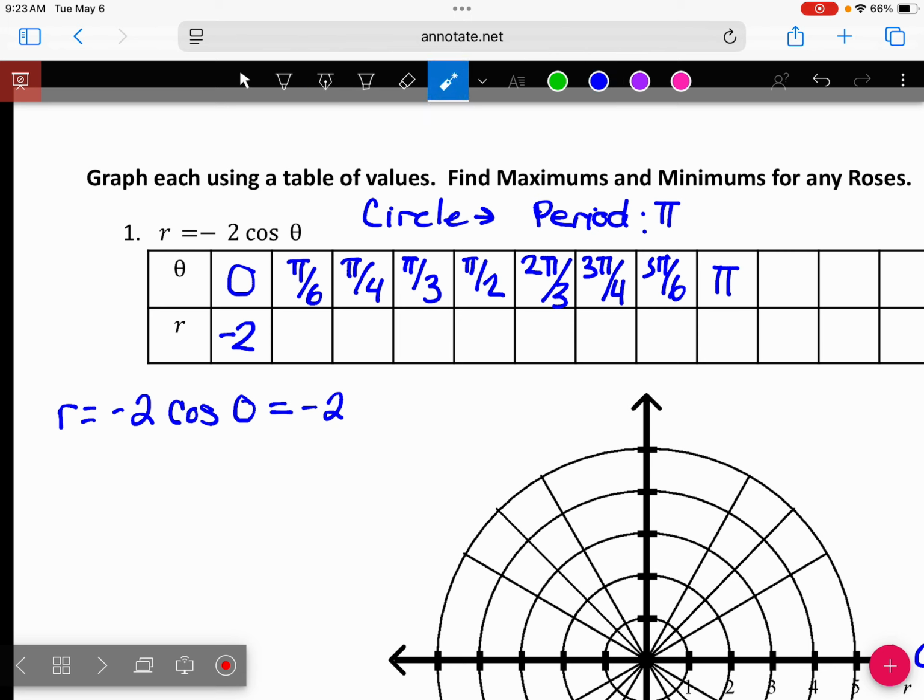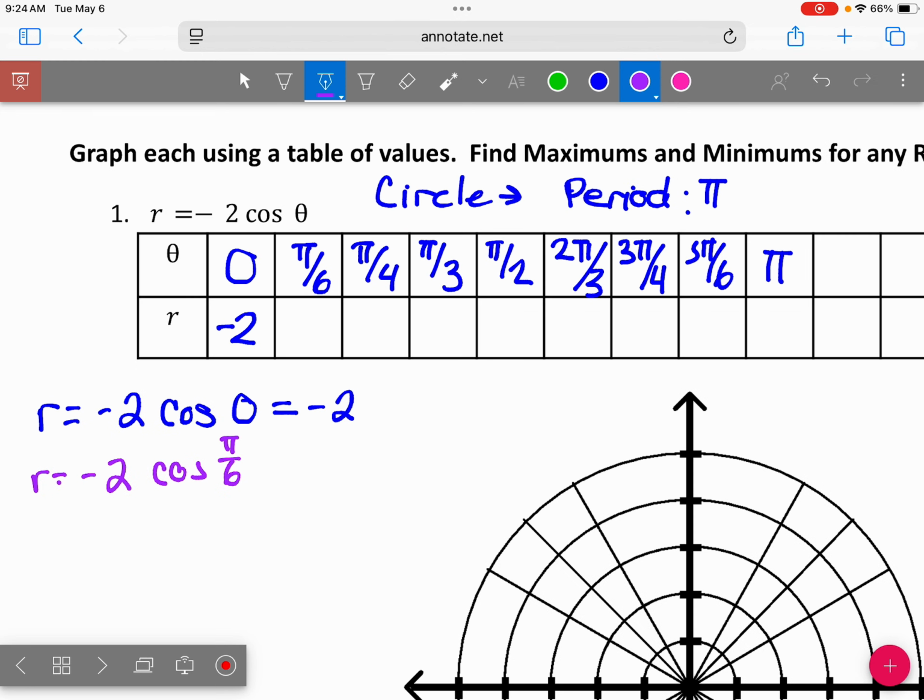So we're substituting all these pieces in. R equals -2 cosine of pi over 6. Well, pi over 6 is one that we know. Cosine of pi over 6 is √3 over 2. So -2 times √3 over 2, which is the same thing as -√3. We are graphing though. So -√3, while technically correct and lovely, what is that as a decimal?